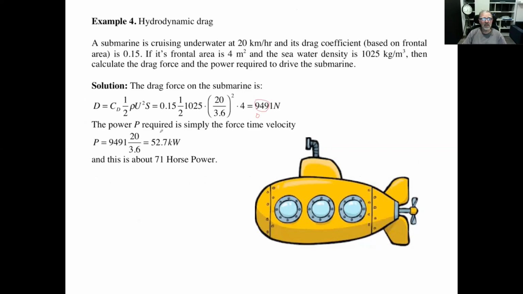And the power required, the number of newtons times velocity, is 5,270 watts, which is 71 horsepower. So if you want to build something like that and you want to select a motor, you're going to need 71 horsepower. That's a way to calculate that.